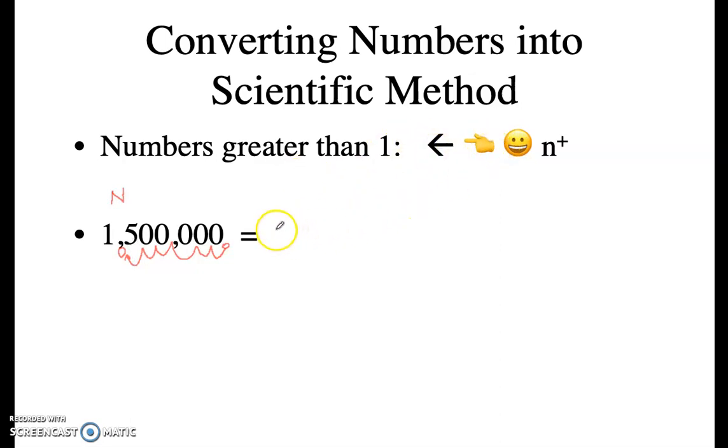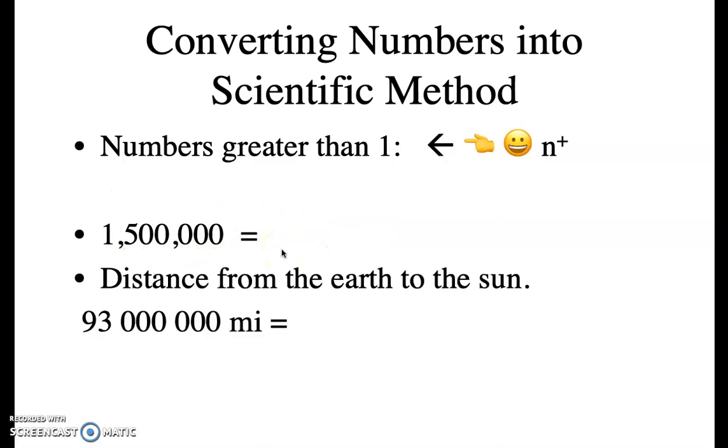So our answer is going to be 1.5 times 10 to the sixth. Now let's check the number of sig figs. In this number, there are no decimals originally, so we have only 2 sig figs. Our answer has 2, and we're good. That's all we have to do. Okay, now let's look at another number.